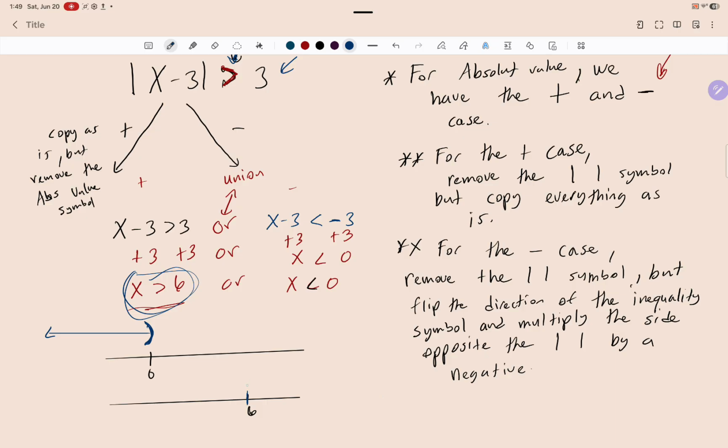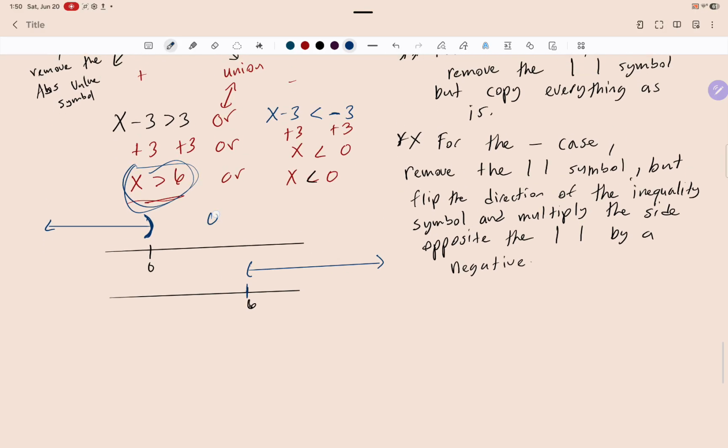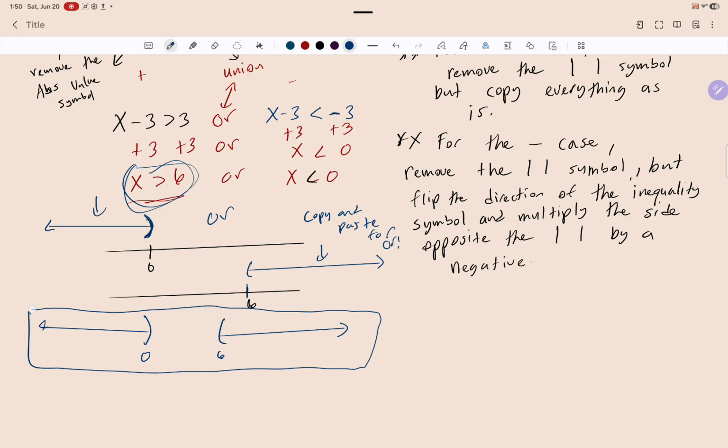So remember, numbers bigger than 6 are to the right of it. So that means I'm going this direction. Now I put, and because it's an or, you could think of or as just taking both of these rays and putting them together. An easier way to think of it is just copy and paste for or. So in other words, it's going to be 0, and I'm going to have one for 6 this way. So this one here should be our final picture.